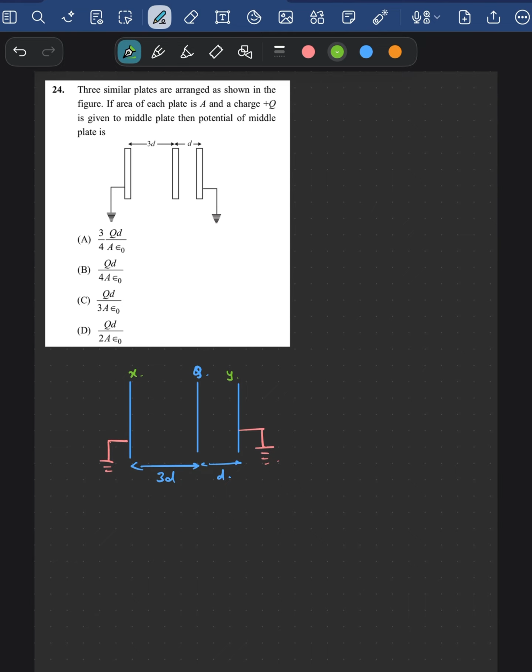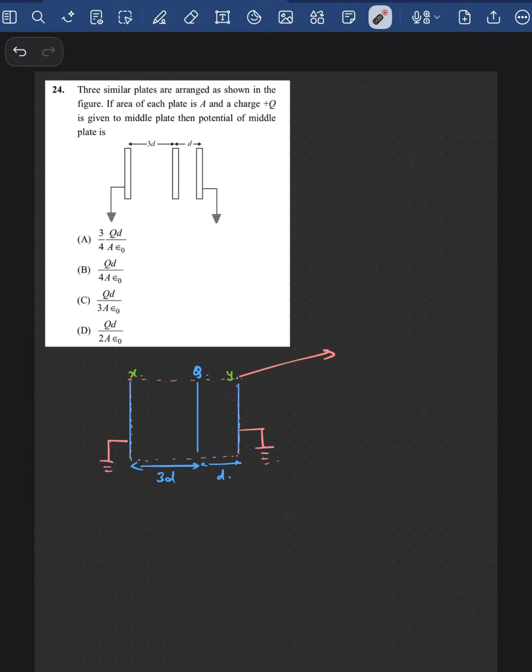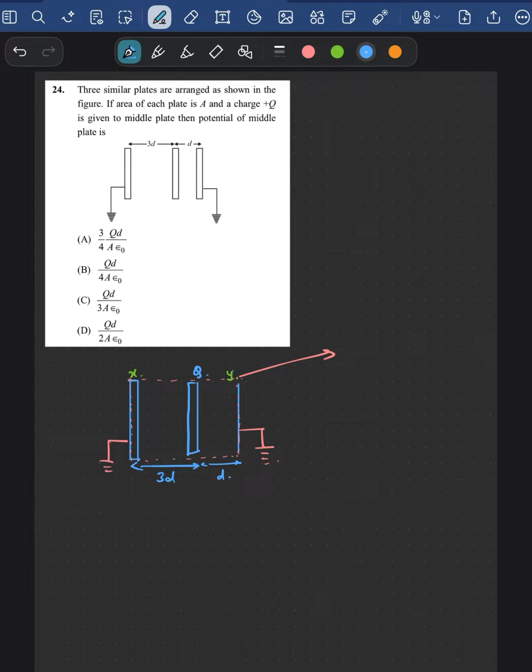Okay, the first idea now is, let me consider a Gaussian surface which passes through the thickness of this plate. So let me consider this Gaussian surface. Hopefully the diagram of this Gaussian surface is clear. This portion is passing through the thickness of this plate. So let me exaggerate the thickness. These are your plates, and your Gaussian surface is passing through the thickness, within the plate.